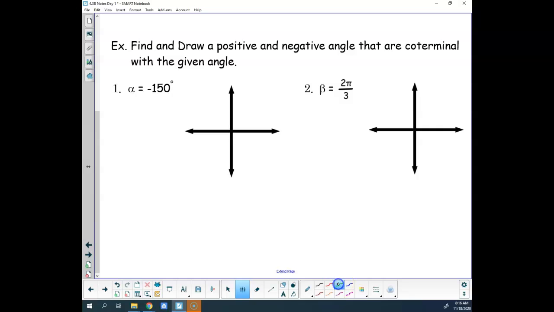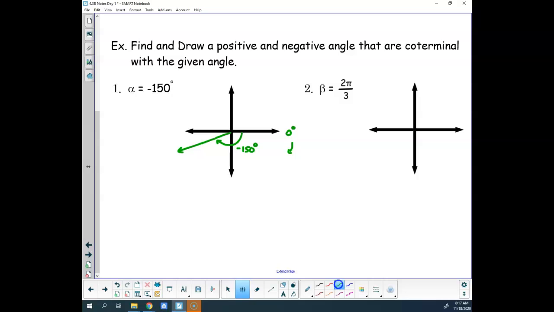I will put those in green. So negative 150 degrees. If this is 0 degrees right there, negative would be clockwise. So I'm going to go there. I'm down to 90, I got 60 more to go. So negative 150 would be right in that general area right there. Agree?